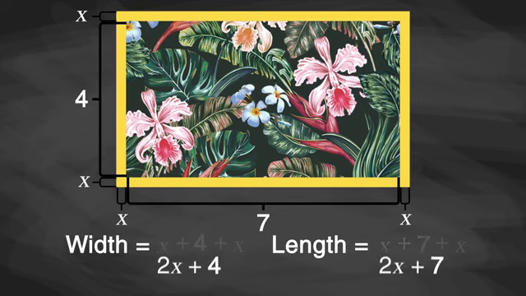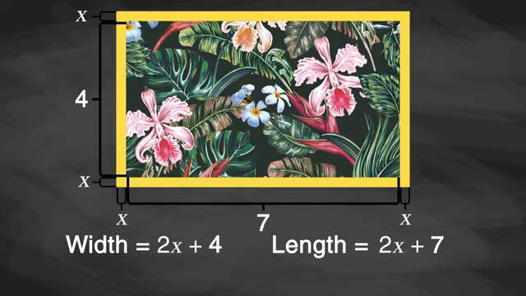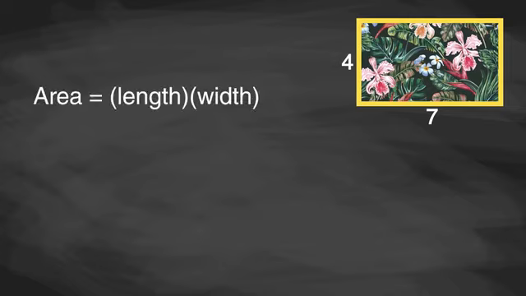The diagram can be updated to show the simplified width and length. The width is 2x plus 4, and the length is 2x plus 7. Let's build the equations that we'll need to show the relationship between the measurements of the framed picture and its total area. The picture is a rectangle, so its area can be found using the formula area equals length times width.